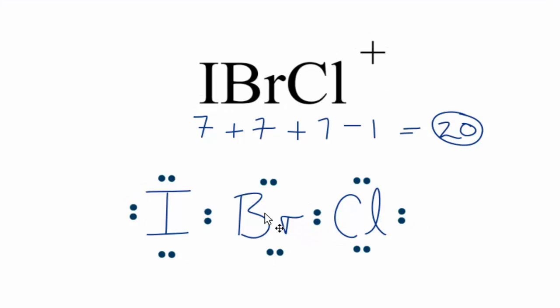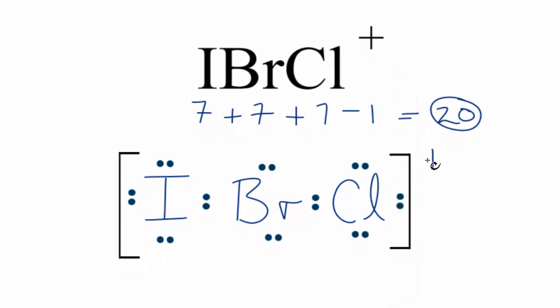This would be a good Lewis structure for IBrCl+. The formal charge would be 1+. That'd be on the central bromine here to match the charge on the ion. We would put brackets around it since it's an ion, and then we'd write a positive sign out here.